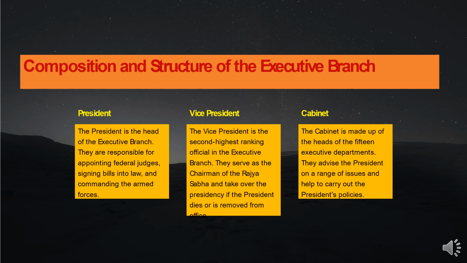The Vice President is the second highest ranking official in the executive branch. They serve as the chairman of Rajya Sabha and take over the presidency if the president dies or is removed from office. And cabinet. The cabinet is made up of the heads of the more than 15 executive departments. They advise the president on a range of issues and help to carry out the president's policies.